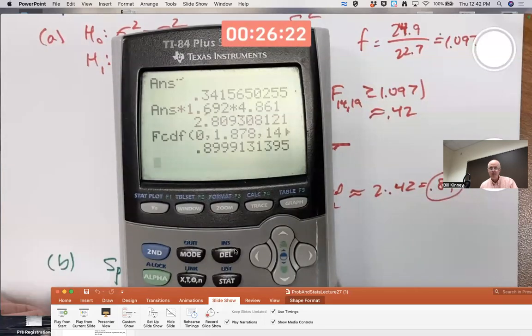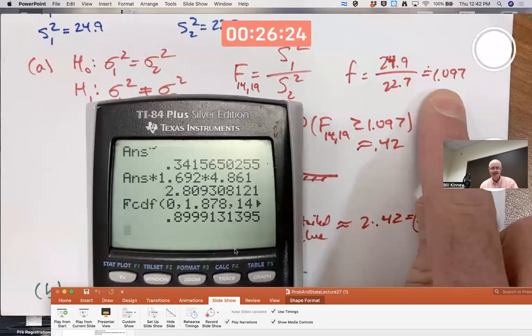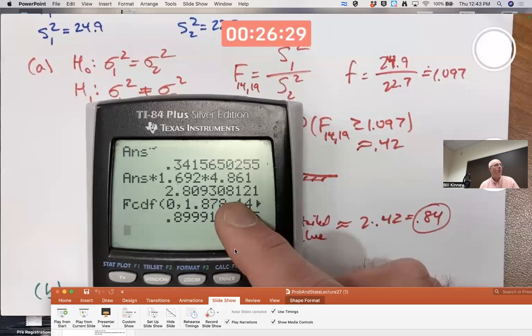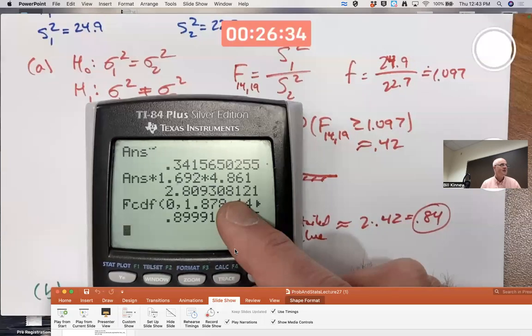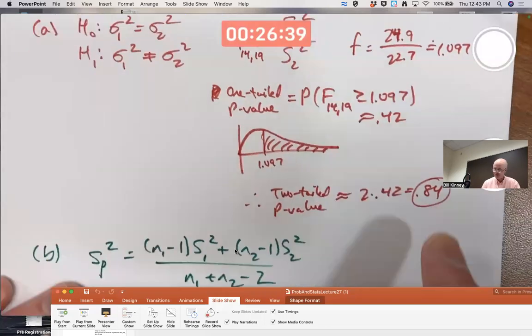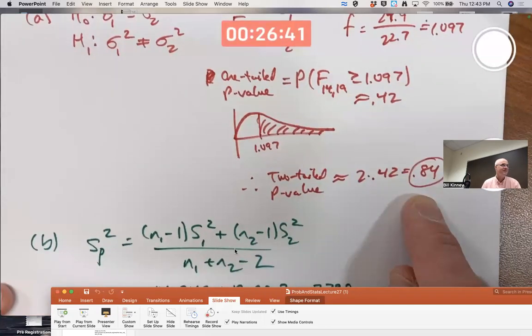Our critical value, 1.097, is not as extreme as 1.878. So our one-tailed p-value is bigger than 0.1, and our two-tailed p-value is bigger than 0.2. More precisely, one-tailed was close to 0.42, and the two-tailed was close to 0.84. Either way you do it, it's bigger than 0.2. You do not reject the null.